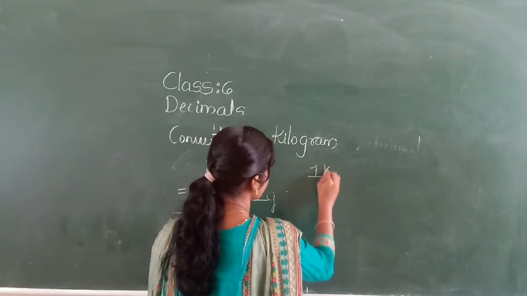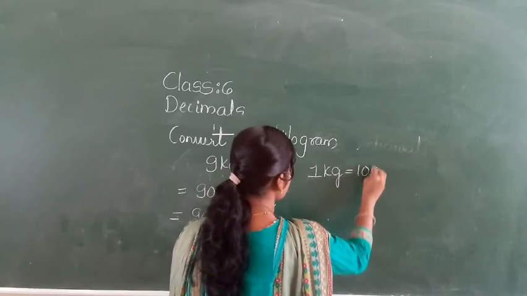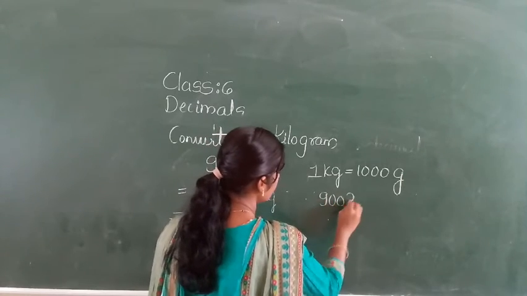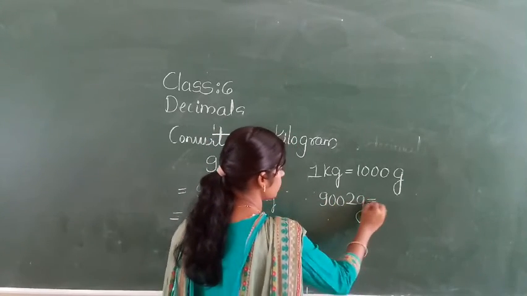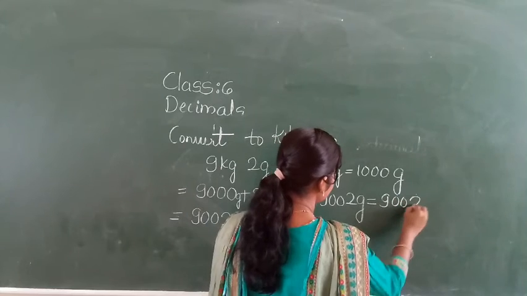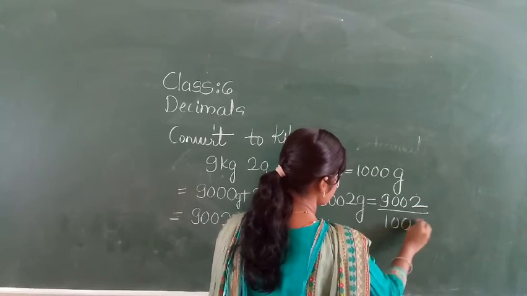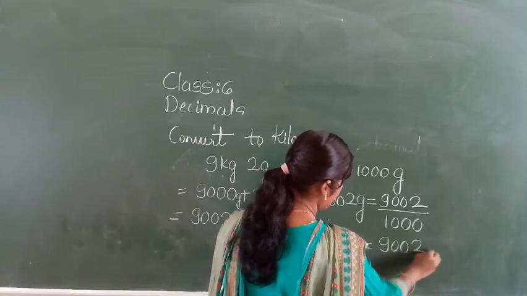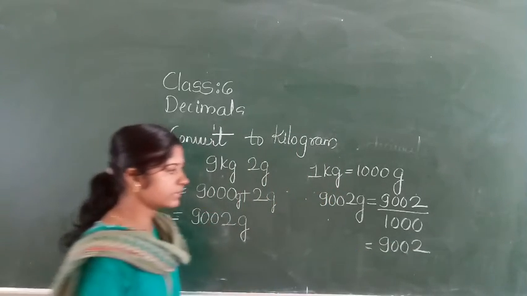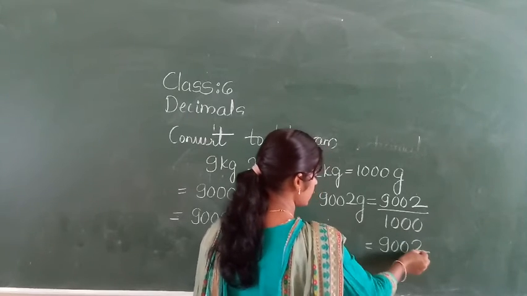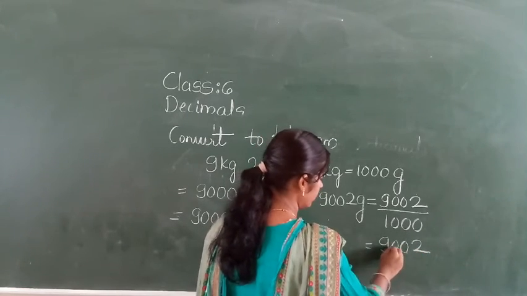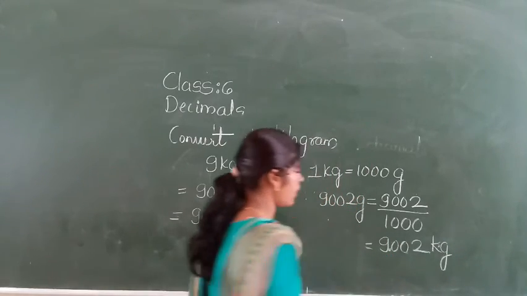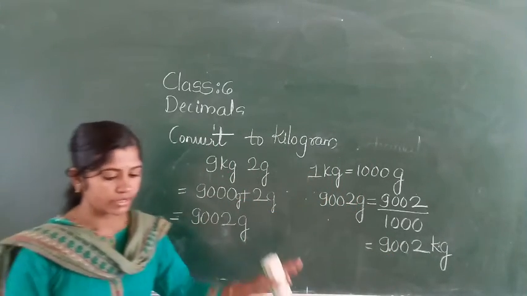Okay, so next you have to follow the same procedure. 1 kg is equal to how much? 1000 gram. Therefore 9002 gram is equal to 9002 divided by 1000. Okay, so write here first 9002. After that, how many digit I have to leave here? 3 digit, because in denominator 3 zeros are there. 1, 2, 3, and give here point. So 9.002 kg. This type you have to convert this gram to kg.